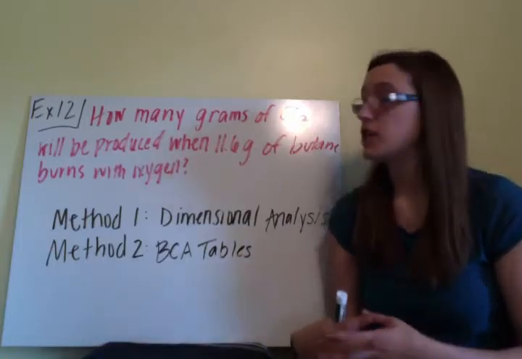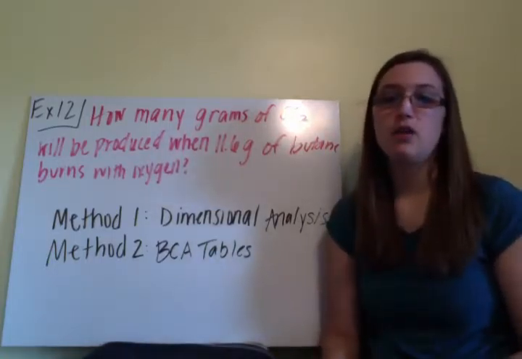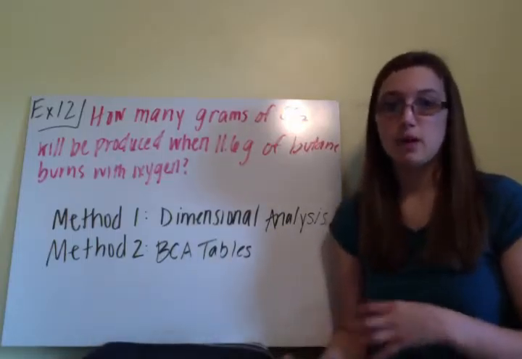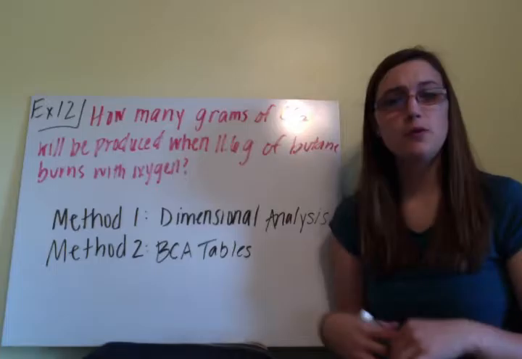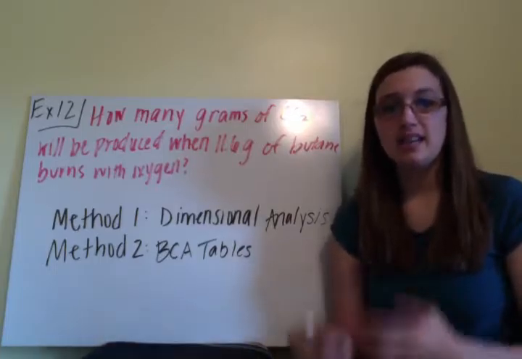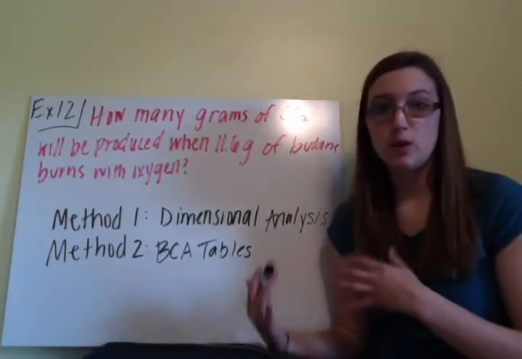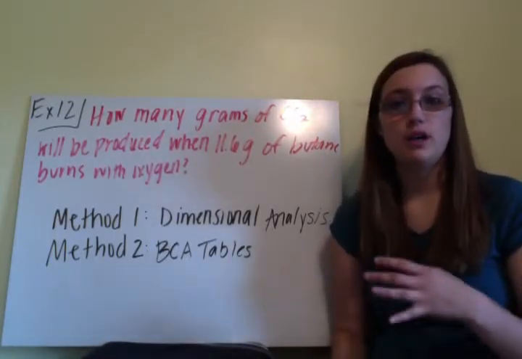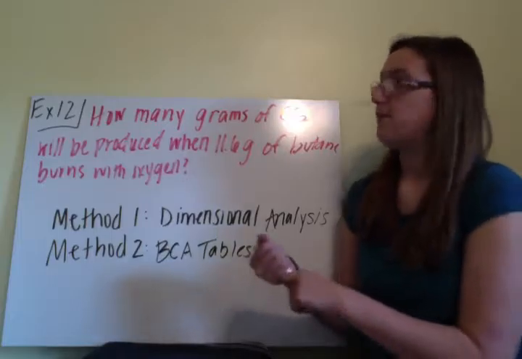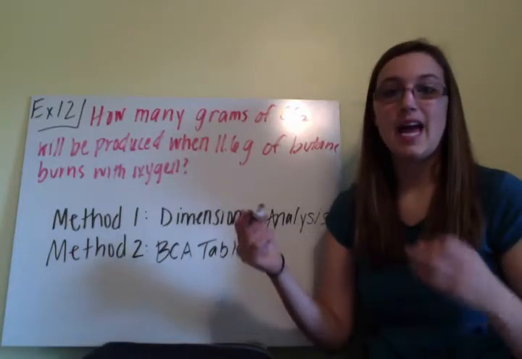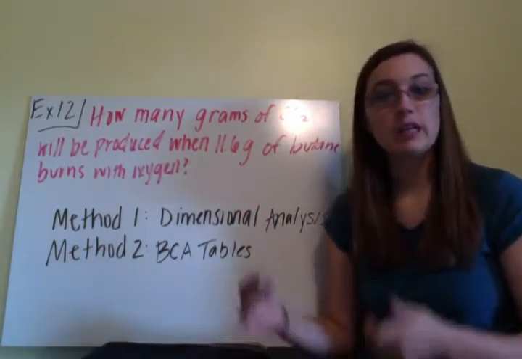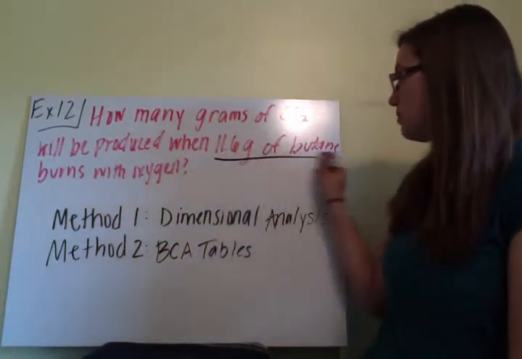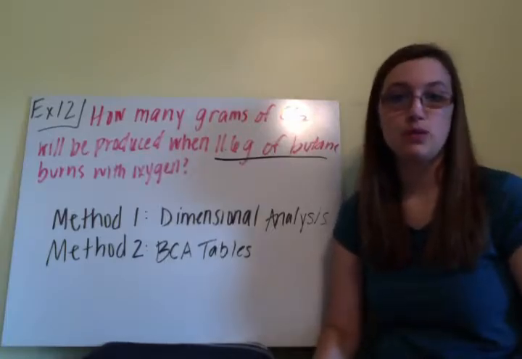So this question asks, how many grams of CO2 will be produced when 11.6 grams of butane burns in oxygen? Before you do any calculations, find information in the problem. Read the question, break it down, and circle and underline a couple different things. The first thing you should do is underline any given pieces of information. Typically, given pieces of information have numbers. This gives you 11.6 grams of butane.